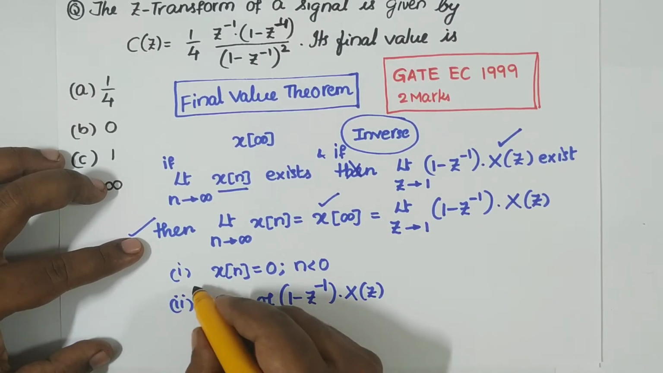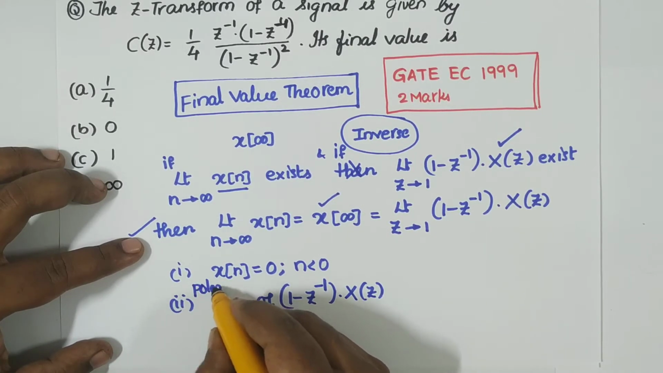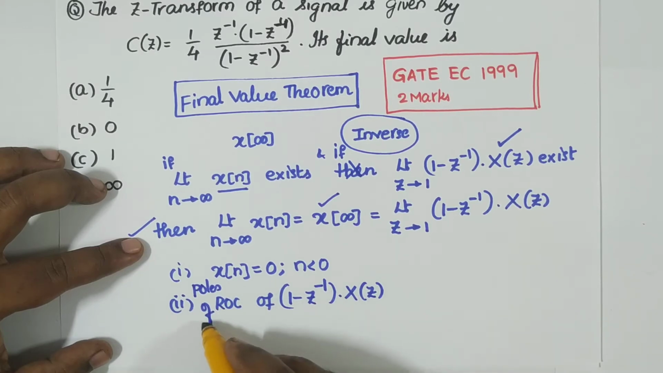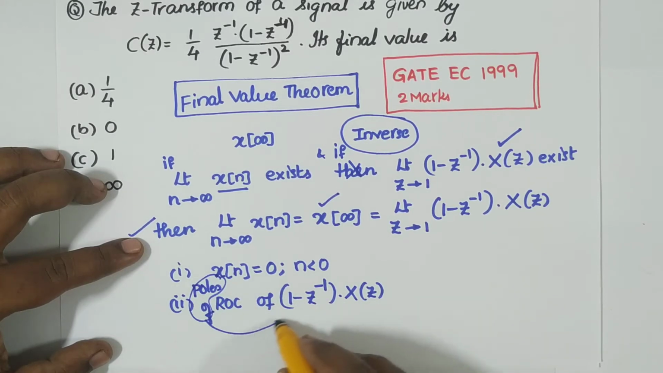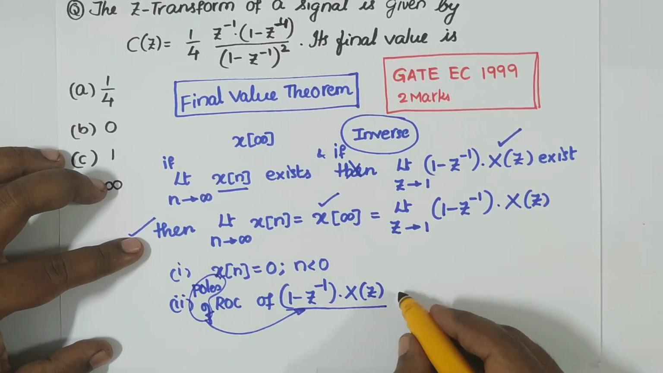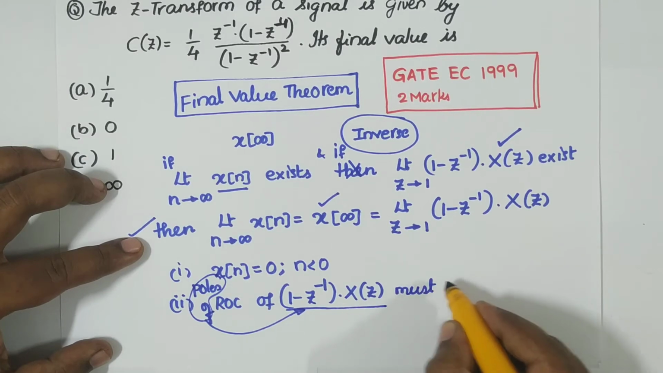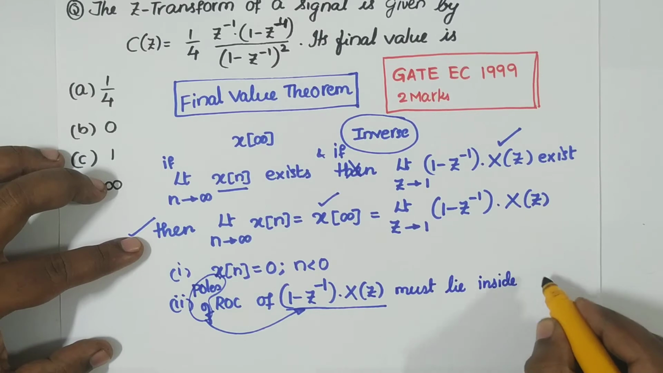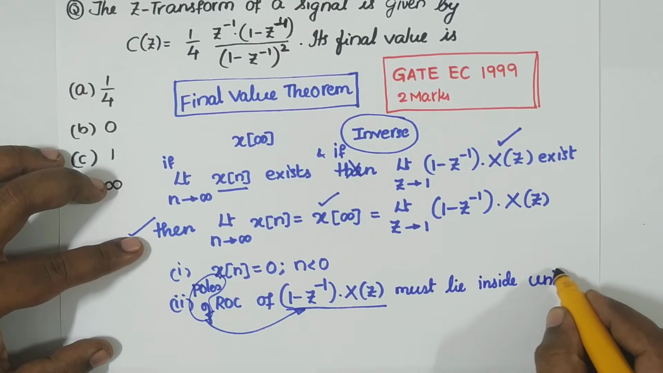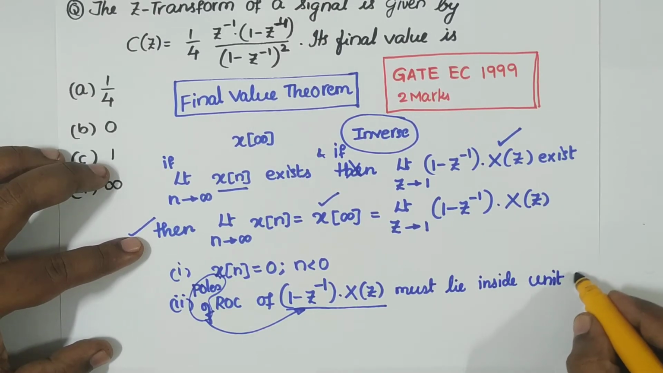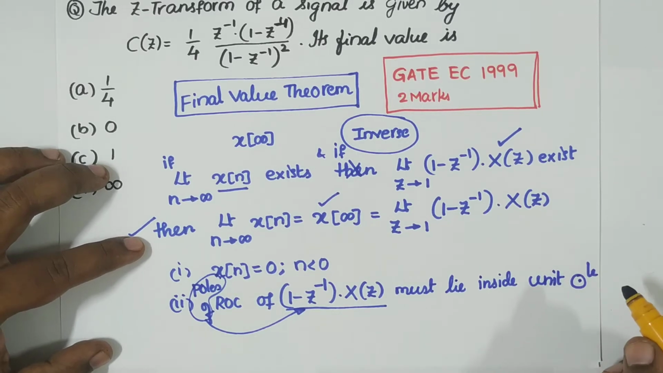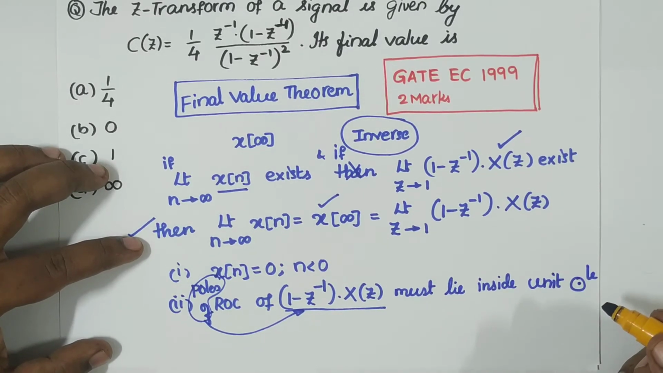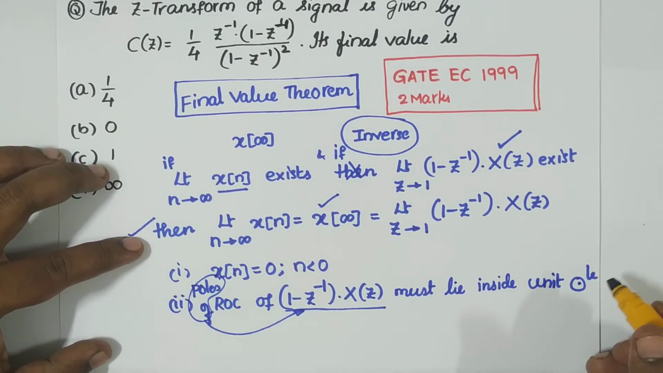Let's make it even more straightforward: the poles of this must lie inside the unit circle. So the poles of 1 minus z power minus 1 times x of z must lie inside the unit circle.